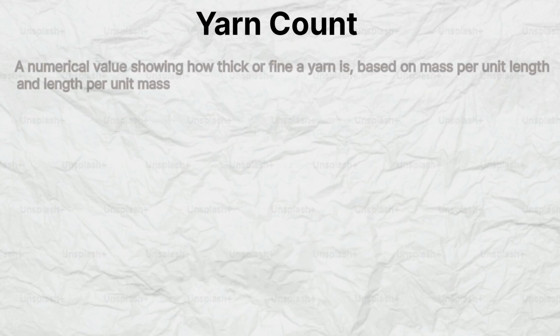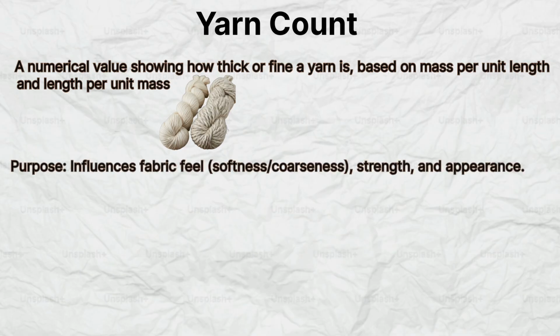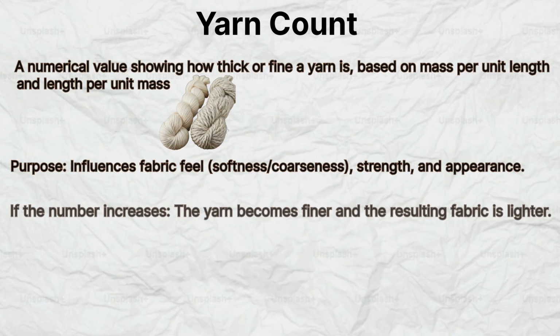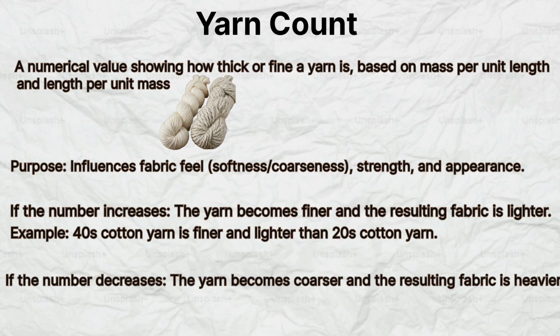So a yarn count is a numerical value showing how thick or fine a yarn is, based on mass per unit length or length per unit mass. It influences fabric feel, strength and appearance. If the number increases, the yarn becomes finer and the resulting fabric is lighter and softer. Example, 40 single cotton yarn is finer and lighter than 20 single cotton yarn. And if the number decreases, the yarn becomes coarser and the resulting fabric is heavier and more durable.